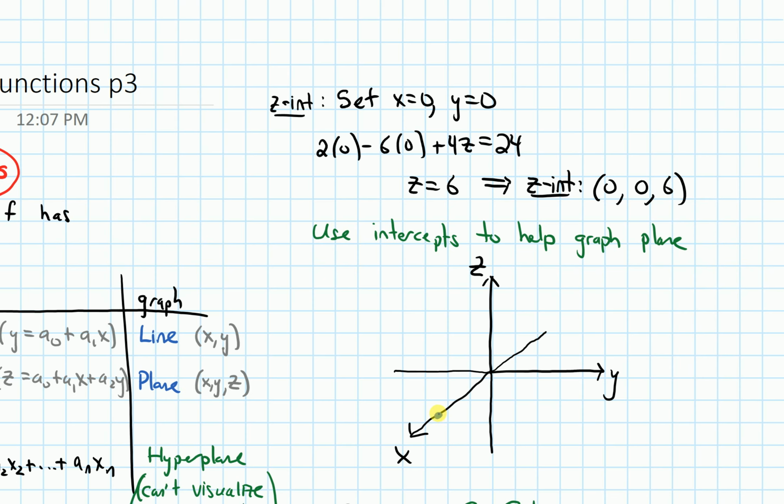So the x-intercept was at 12, 0, 0. The z-intercept was at 0, 0, 6. So the z-intercept is not as high away from the origin as the x-intercept is. Okay, and then the y-intercept was 0, -4, 0. And now I'm going to connect these with straight lines. And what that does is it forms this triangular shape. And I'm going to shade in that triangle.